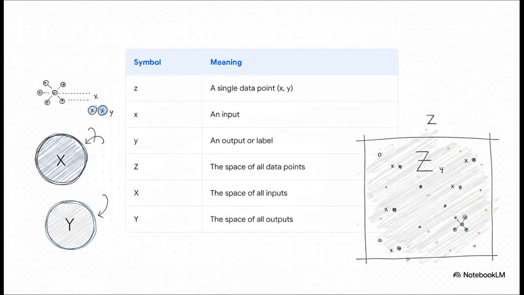And that brings us to our cast of characters for the rest of this journey. So z is our data point, the whole (x, y) package. Little x is an input, and little y is an output. And just like before, the capital letters represent the whole set of possibilities. So capital X is the space of all possible inputs, and capital Y is the space of all possible outputs. It's a handy little reference.